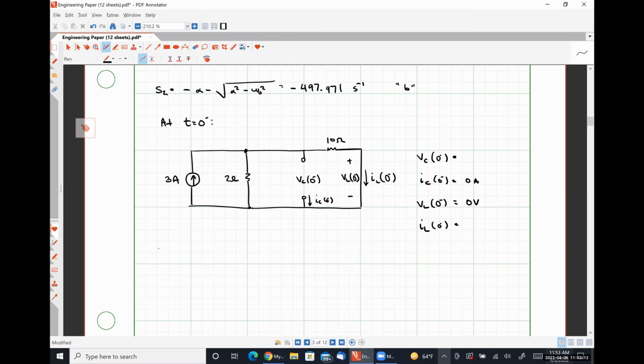So IL at zero minus is going to be 3 amps times 1/10 ohms divided by 1/2 ohms plus 1/10 ohms.